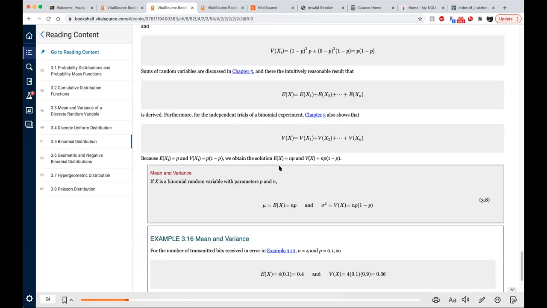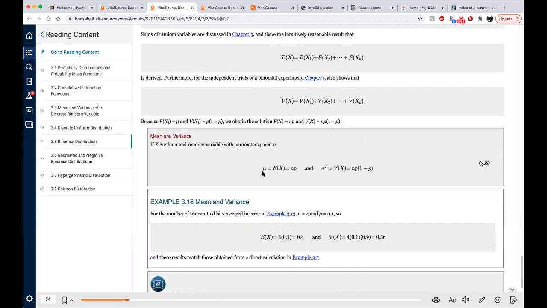In conclusion, the mean, or expected value, of the binomial distribution is n times p, and the variance is going to be n times p times q. What's q? q is 1 minus p. Okay, so then here's a proof.